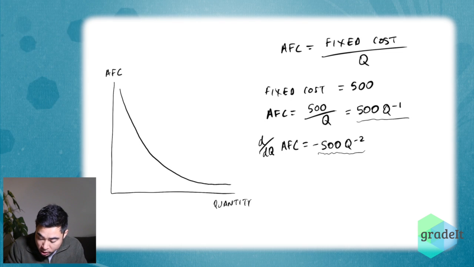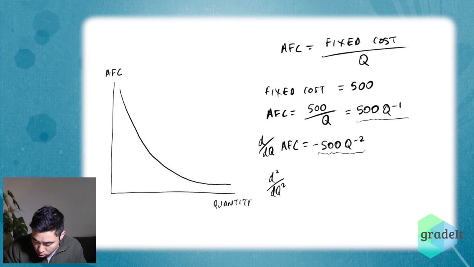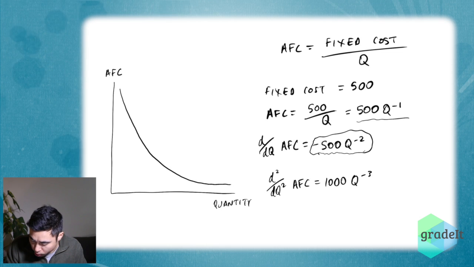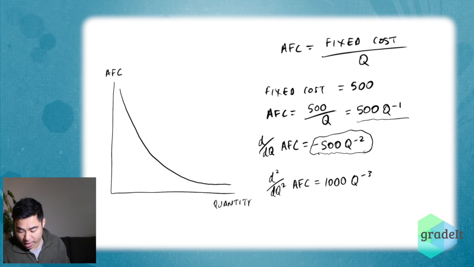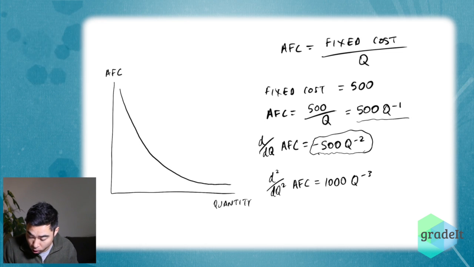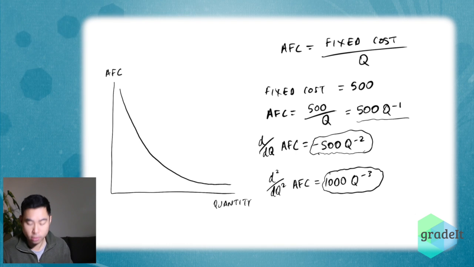And now if I take my second derivative of average fixed cost with respect to quantity, I'm differentiating this thing here with respect to quantity, I get positive 1000Q to the minus 3. So what this tells us is that our second derivative is positive, and it's always going to be positive because in here your quantity will always be positive.